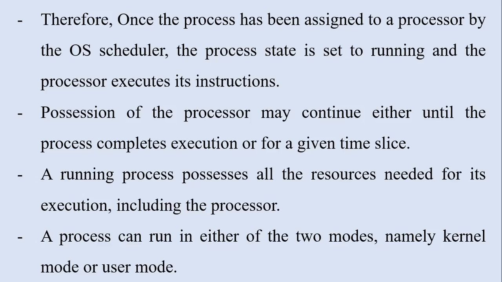Therefore, once the process has been assigned to a processor by the operating system scheduler, the process state is set to running and the processor executes its instructions. It keeps possession of the processor if the process completes execution or for a given time slice. A running process possesses all the resources needed for its execution, including the processor. A process can run in either of the two modes, which are the kernel mode or the user mode.